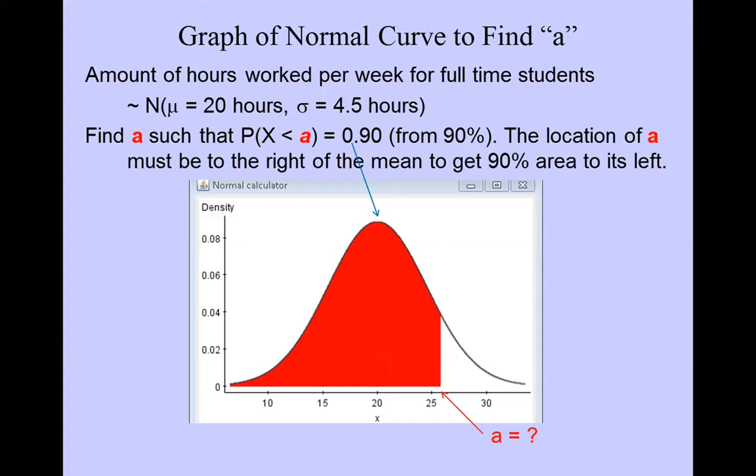Now find A such that the probability that X is less than A is 0.90, and that just comes from 90%. So the location of A has to be to the right of the mean so that 90% of the area can be to its left, because we want the value of A to have 90% of values less than it.